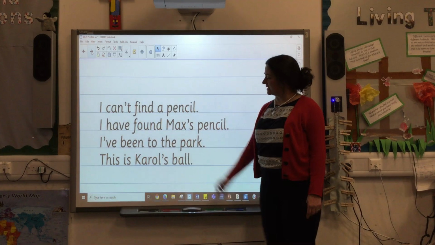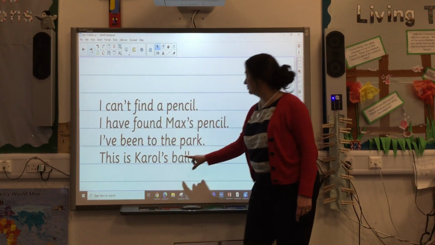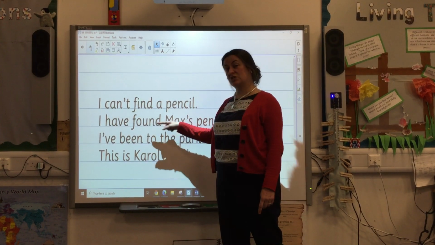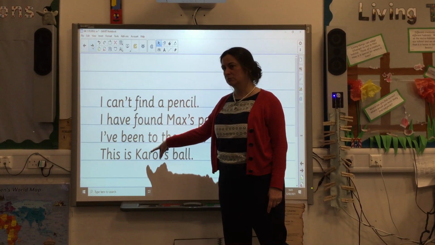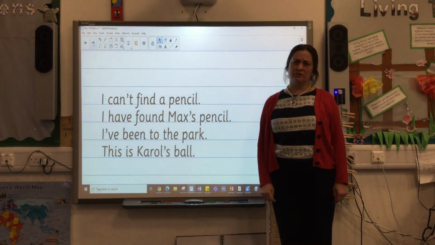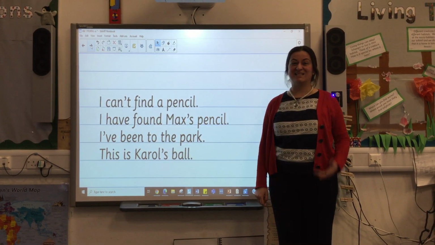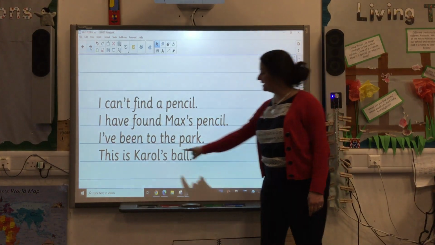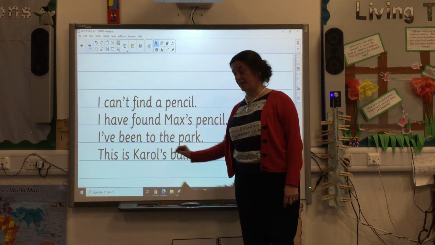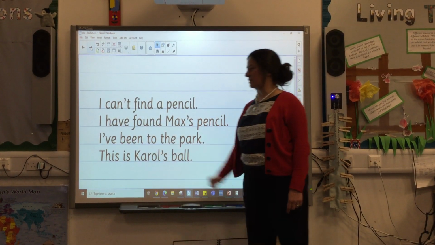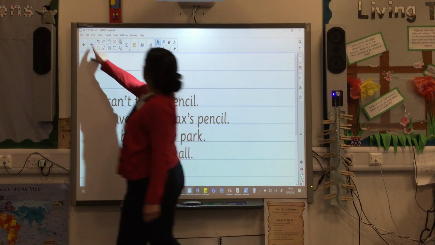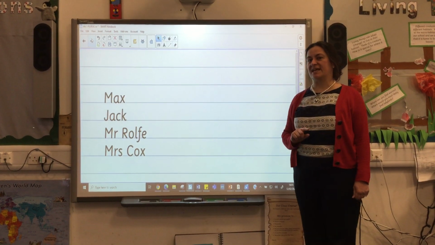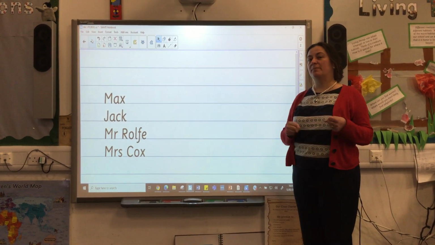Let's have a look at this sentence. This is Carol's ball. This is the ball that belongs to Carol. It's easier to say, this is Carol's ball. Here is our possessive apostrophe. It belongs to her. Right. Could you please write these names and make them possessive?